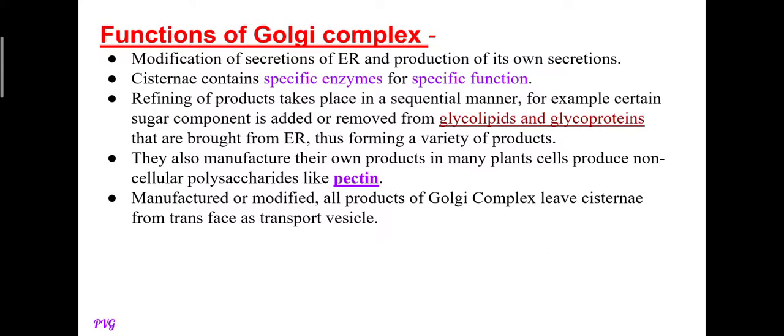The functions are different and important in the cell: the secretion, modification of secretions of the endoplasmic reticulum, and production of its own secretions.